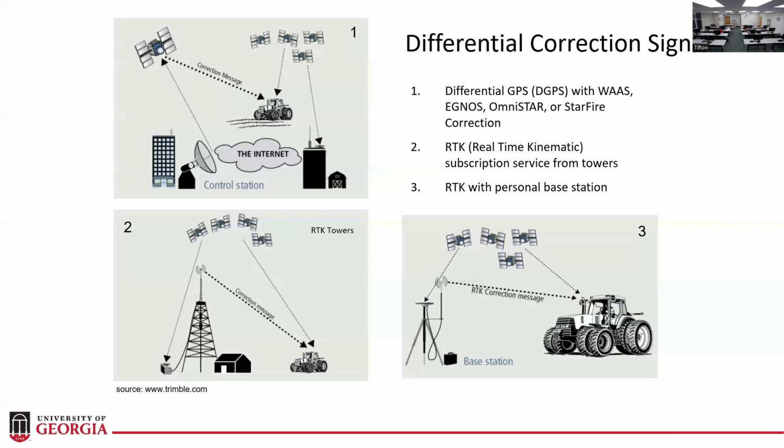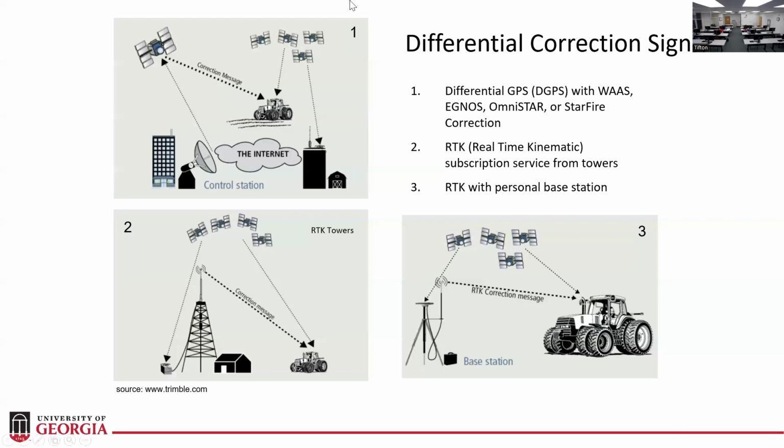So it's another satellite. Instead of sending that correction message directly to your receiver, this correction message goes to this satellite through a control station. And from the satellite, it sends to your receiver the correction message. Does that make sense?